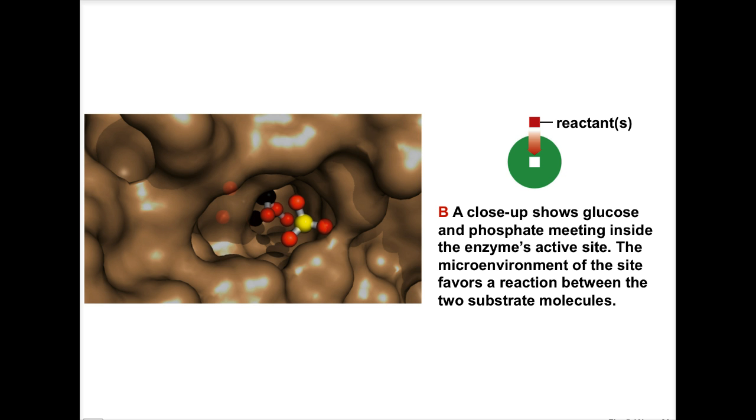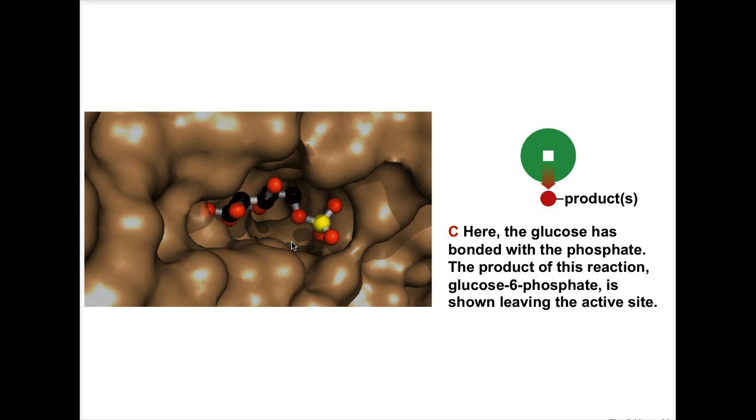Here's a close-up showing our reactant or substrate. In this case, it's glucose and phosphate inside the enzyme's active site. And in essence, what this active site does is it sets up a little microenvironment which lowers the energy of activation for product formation. So it favors the reaction between, in this case, the glucose and the phosphate.